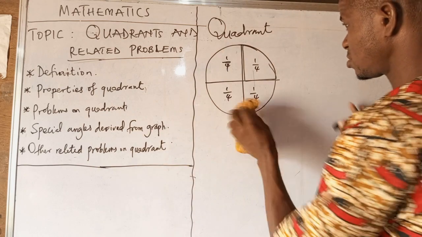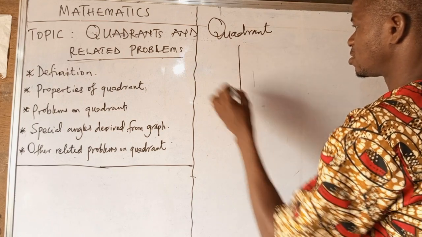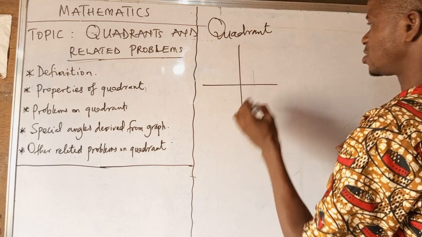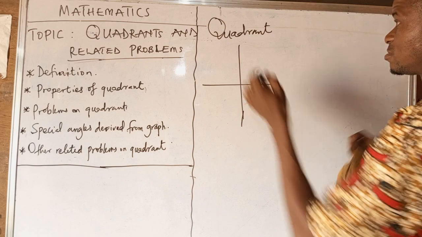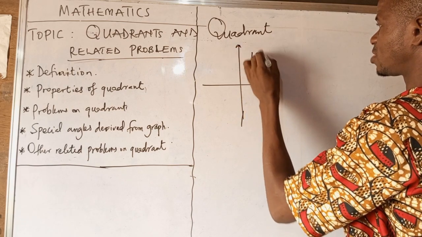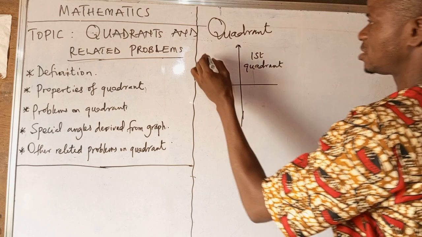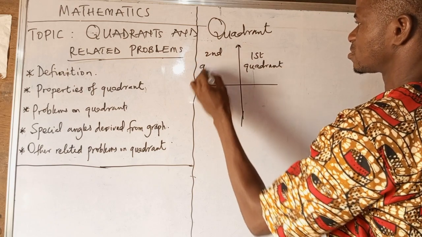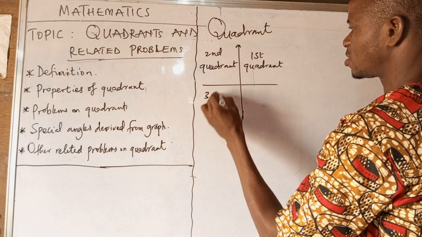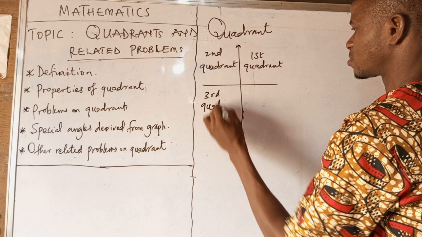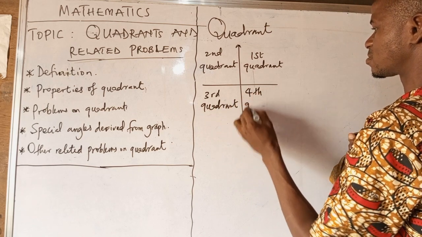Now, from that definition, basically we have four quadrants. Starting from this side in the anti-clockwise direction, this is the first quadrant. This is the second quadrant. This is the third quadrant. And this is the fourth quadrant.